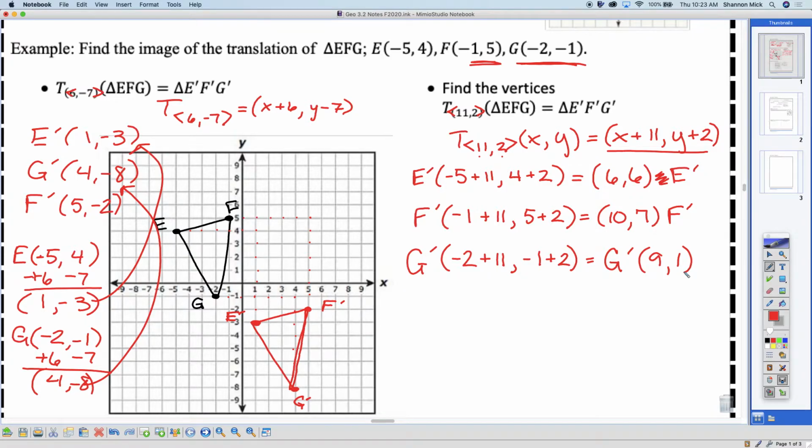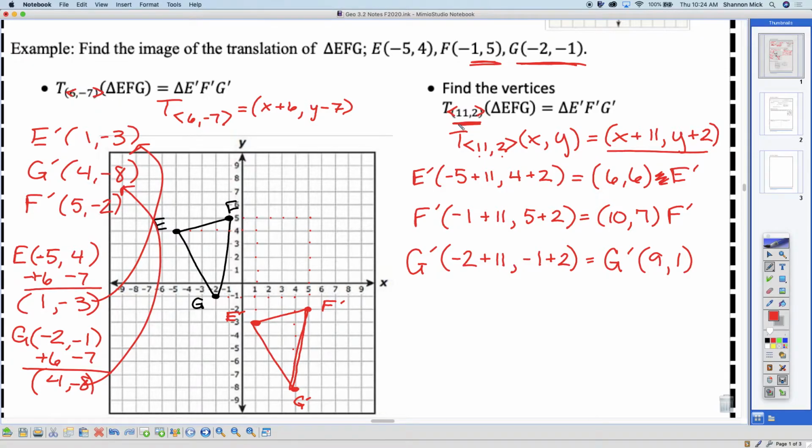Can I just count over there? Well, but you're not going to have a grid every time. Keep working on it, even if I don't know how to do it.